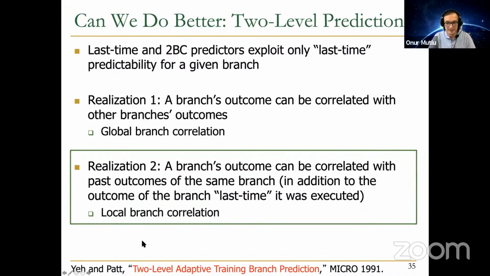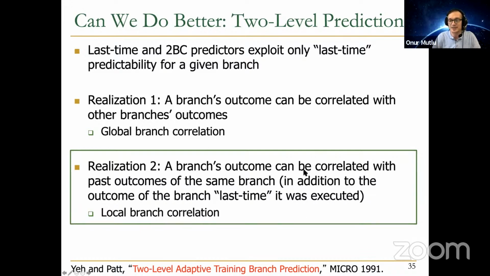Okay, let's get started for the second half of the lecture. Remember, we talked about global correlation between branches, and I think this is a very cool idea to learn, essentially to understand that correlation. Now let's talk about local branch correlation, which is a different form of correlation of the branch with its own prior instances.